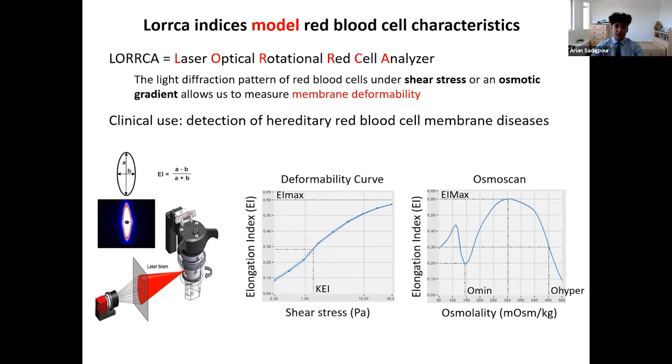The figure in the middle shows the deformability curve, which collects the elongation index as a function of shear stress. The figure to the right shows osmoscan mode, which collects the elongation index as osmolality increases. Our focus was on three parameters. EI max is maximal deformability at isotonic osmolality. O min is the hypotonic osmolality where half of all red cells lyse, and O hyper is the hypertonic osmolality where half of EI max is achieved. O hyper is also an indicator of red cell water content. Next slide, please.